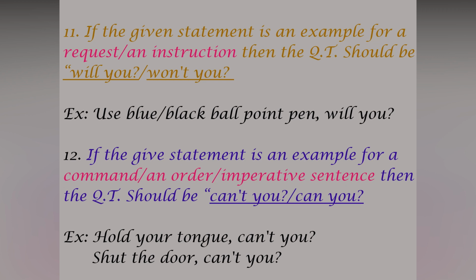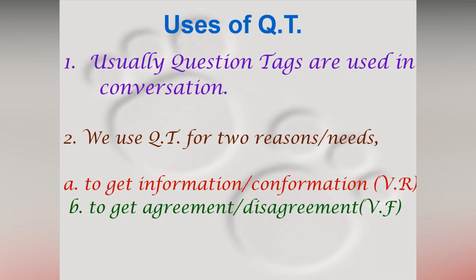Okay, understood. Now question tag. Usually we use question tags in conversation. In daily life, when we are talking with others, we use the question tags. We use question tags for two reasons and needs. What are those two reasons? To get information or confirmation. When you ask with voice raising, VR means voice raising, you are asking for the information or for the confirmation.